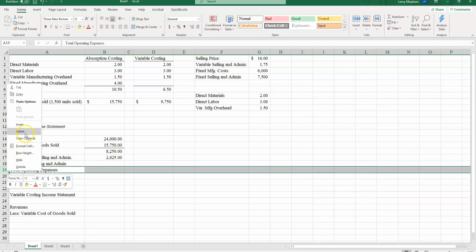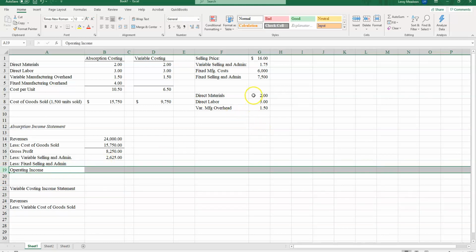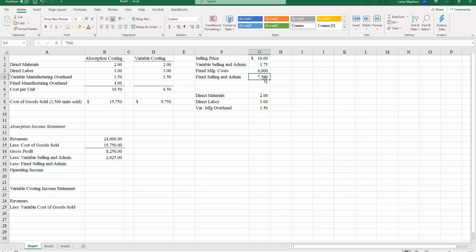And I'm going to get rid of this row here. And let's say my fixed selling and administrative expenses were only $1,000. We're going to change that dollar amount there. Minus my fixed selling and administrative expenses, so minus 1,000.